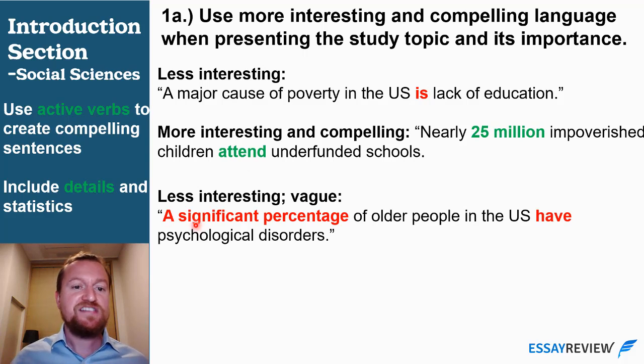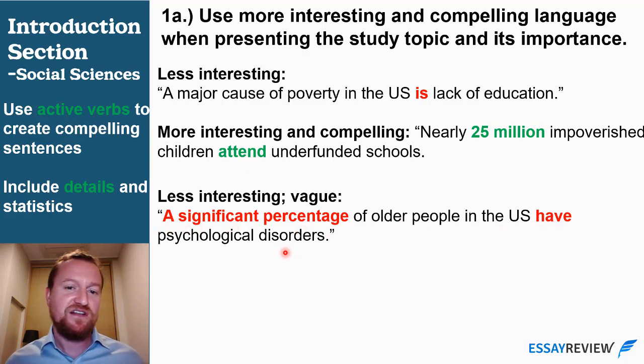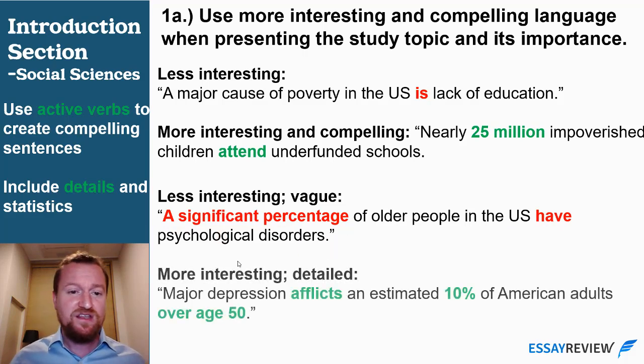Again, less interesting: "A significant percentage of older people in the US have psychological disorders." So what is a significant percentage? 5%, 30%? Here's more details. "Major depression afflicts an estimated 10% of American adults over age 50." Strong verb, afflicts. 10%, specific number or statistic, and then the affected population over the age of 50. So right away, we know the sample group and we know a bit more information.